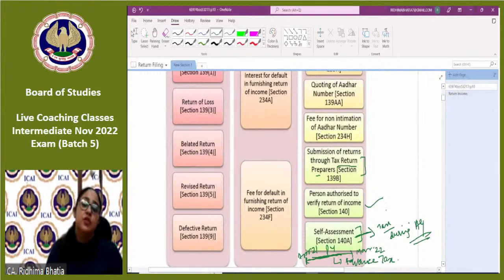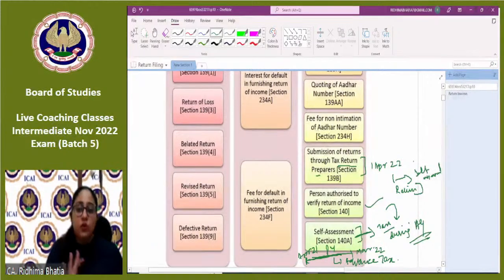Anything which is paid during the assessment year, that is in this example from 1st April 2022 till the time you file your return, because return cannot be filed if some tax is due, would be your self-assessment tax. And I showed you in the previous class how the challan goes, correct? So this is the overview of the chapter. So shall we begin now with 139.1?